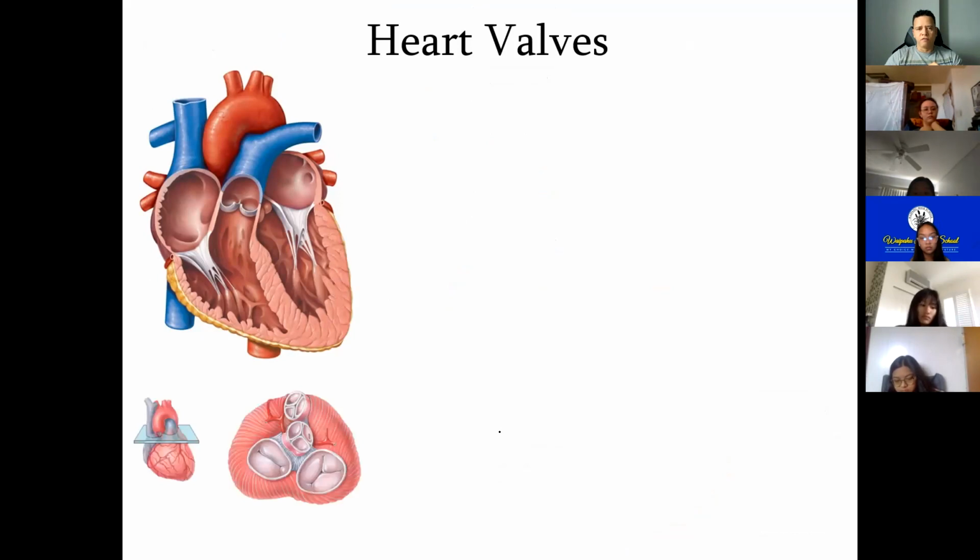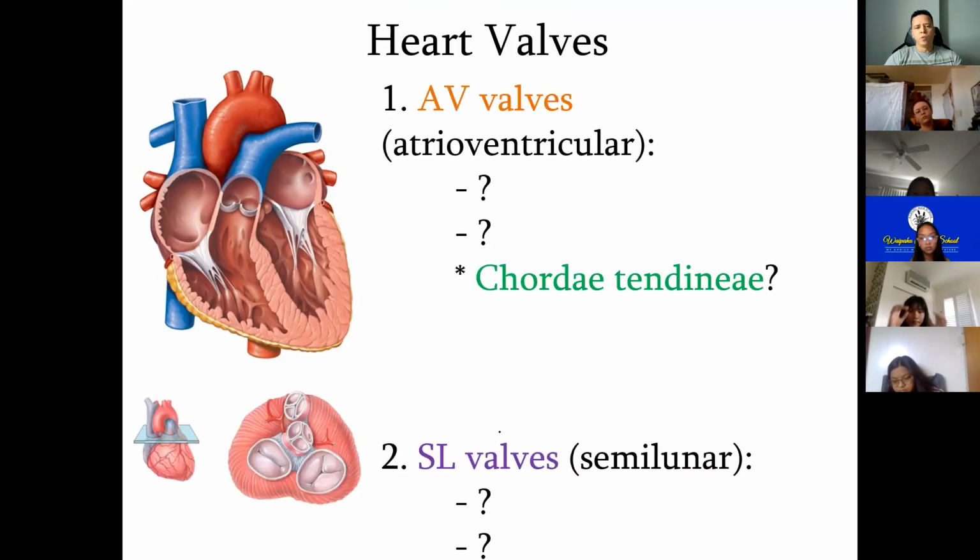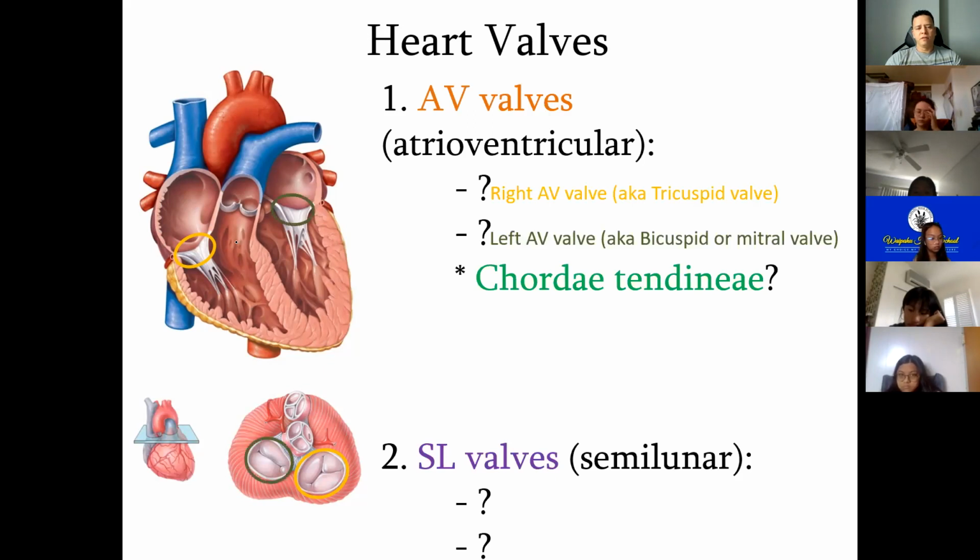So we have a total of 4 heart valves. 2 of them are what we call the atrioventricular valves, or the AV valves, and the other 2 are what we call the semilunar valves, or the SL valves, okay? You need to make sure that you are labeling these the appropriate way, right? So we're going to have a right atrioventricular valve that is separating the right atrium from the right ventricle, and we're going to have a left atrioventricular valve that is separating the left atrium from the left ventricle.